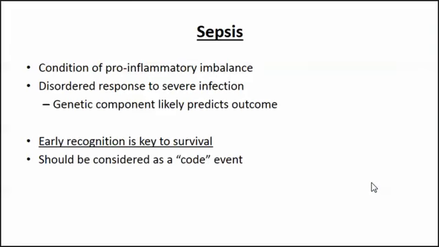Sepsis is a specific form of distributive shock. It is a condition of pro-inflammatory imbalance. It's a disordered response to a severe infection, and there's a genetic component that's likely to predict outcome. We don't totally understand what the genetics of sepsis are, but we know that if we give 2 people the same infection, one of them may develop severe sepsis, septic shock, and one of them might develop only very mild sepsis. So there's clearly a genetic component that is still being investigated, which is still sort of a problem.